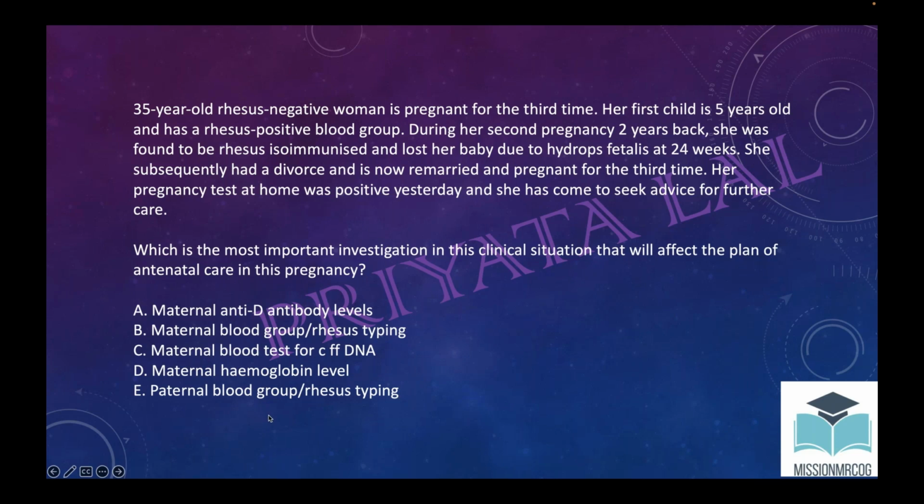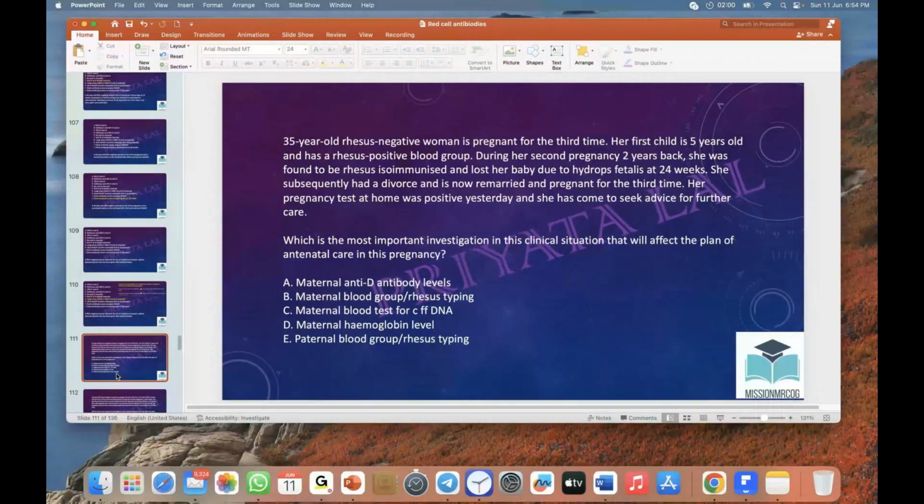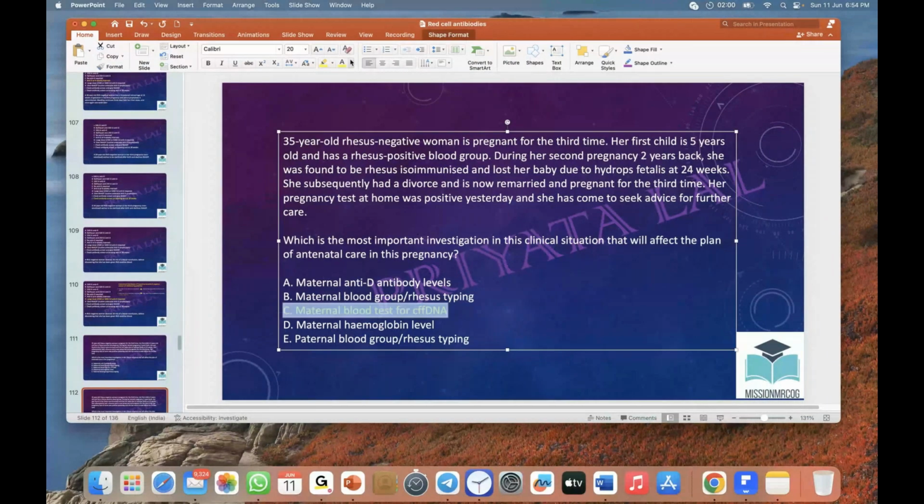Ma'am, paternal blood group and Rh typing, ma'am. Yes, ideally this should be the answer, but it is not. Ideally, paternal blood group is to be tested first, because if the father is negative, then there would be no issues. The paternal blood group and rhesus typing should be the answer.